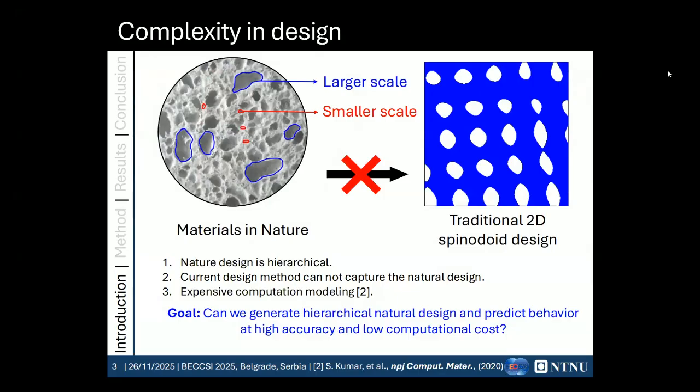Interestingly, the current design methodologies cannot really mimic or reflect natural designs, because natural structures really have multiple scales. We have large-scale features, for example these cavities, and also small-scale features. If we use the traditional two-dimensional spinodoid-like material designs, it is impossible to capture these natural features. Also, current computational models are quite expensive. Therefore, to tackle these challenges, our goal is: can we generate hierarchical natural designs and predict behaviors at high accuracy, but also at a low computational cost?